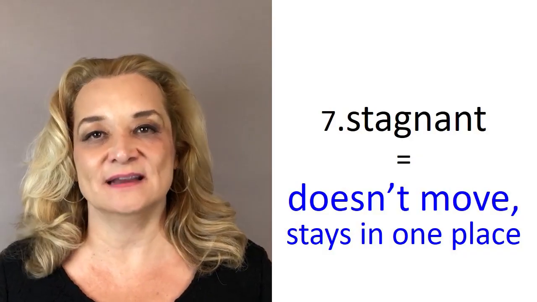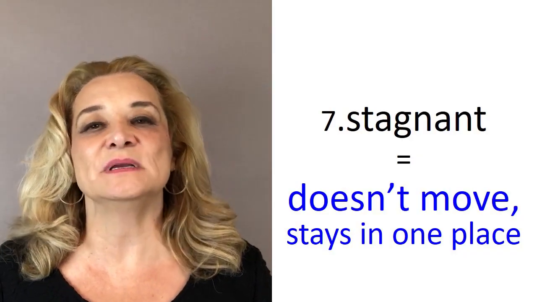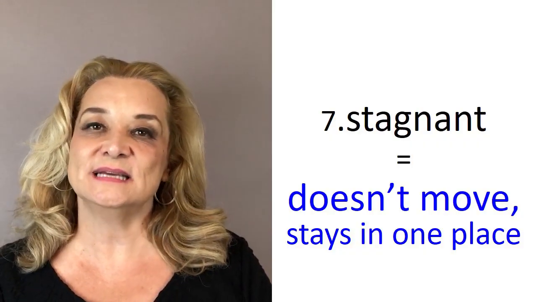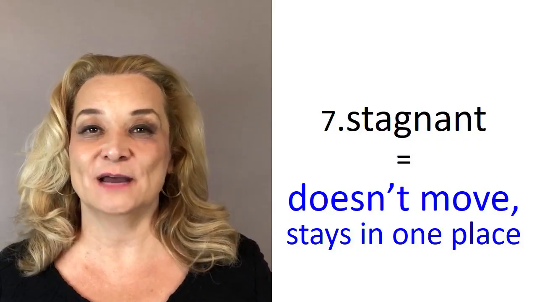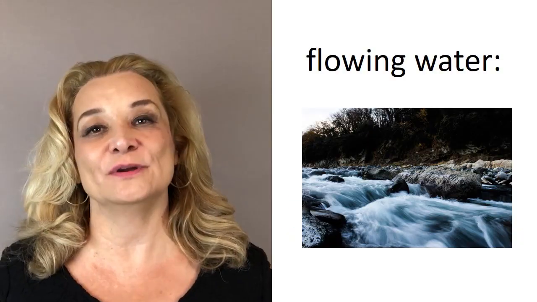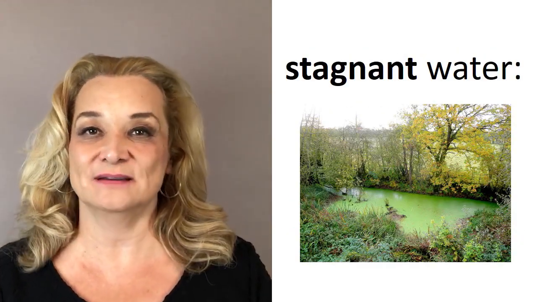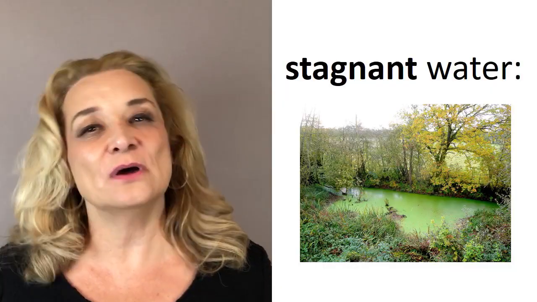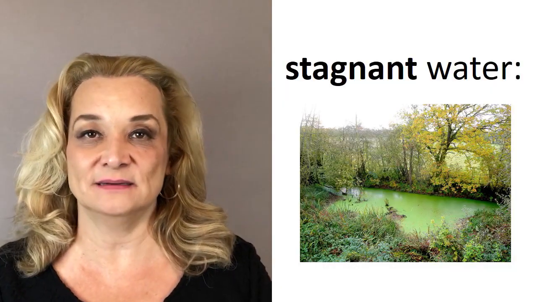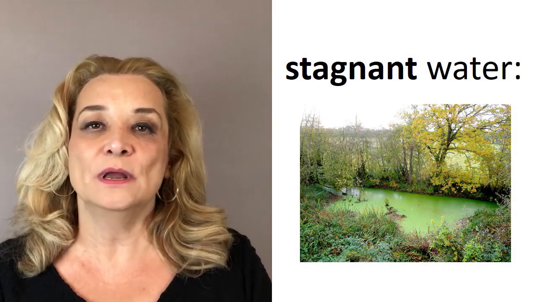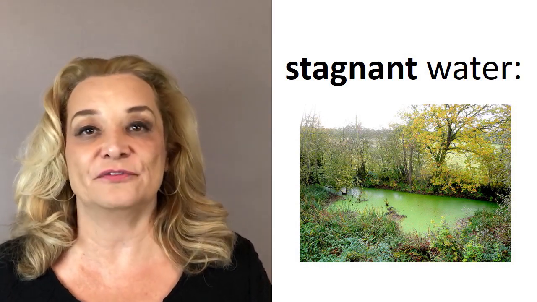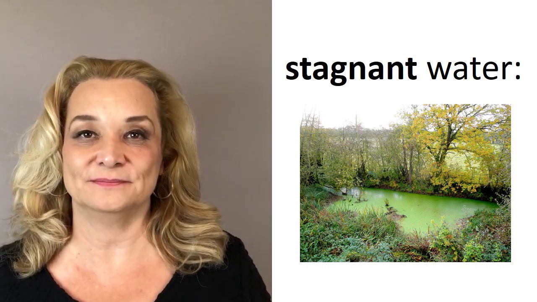Number 7, stagnant. Stagnant is something that doesn't move. It stays in the same place. For example, in a river, the water is flowing. It's not stagnant. But also you can have stagnant water. You can also say the economy is stagnant when it's not growing, or you can be stagnant in your life, in your career, for example.